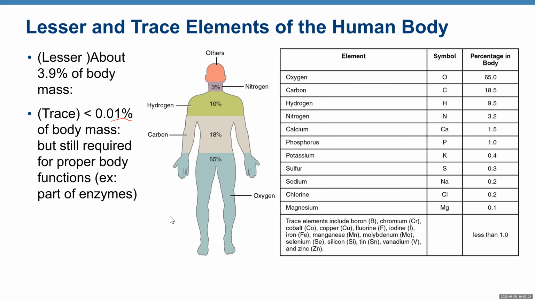For example, they can be part of enzymes. They can be coenzymes. So you can look at some elements over here that are lesser or trace, like phosphorus, potassium, sulfur, sodium, chlorine, and the trace elements like copper, silicon, cobalt, iodine, where the total amount of trace elements is less than 1% in our body.